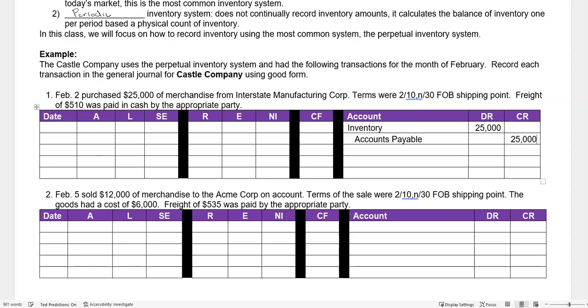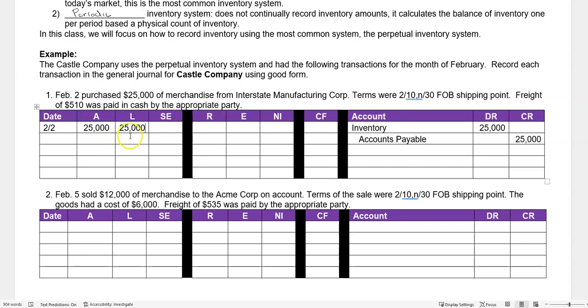Now, how does that impact us? Well, February 2nd, our assets are going up. Inventory is an asset to our company. It brings us future benefit, and our liabilities are going up. So we're going to hit our liability account as an increase. No income is being involved here because there's no revenues or expenses, and no cash flow because we're not using any cash.